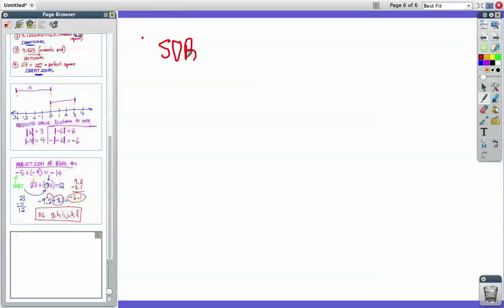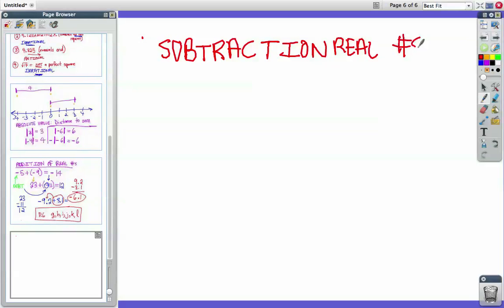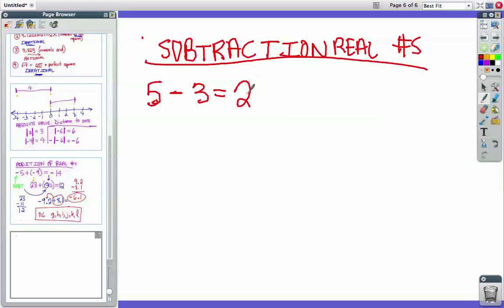The next thing we need to talk about is the subtraction of real numbers. So we're going to talk about subtraction of real numbers. When you subtract real numbers, for instance, let's say you have 5 minus 3. This means basically you have $5 and you're spending 3. That's a fairly simple one. However, let's say you have negative 3 and you're subtracting 2.